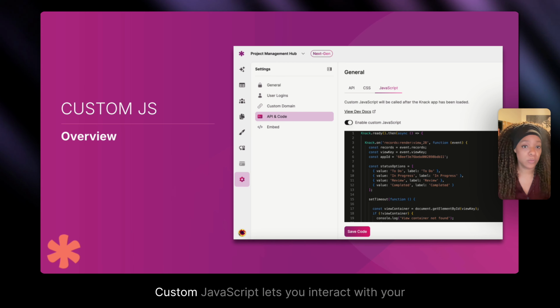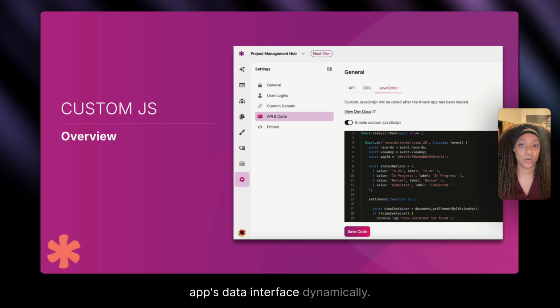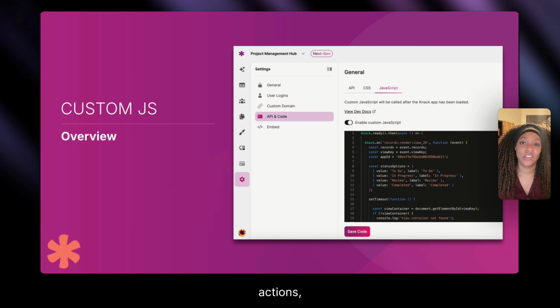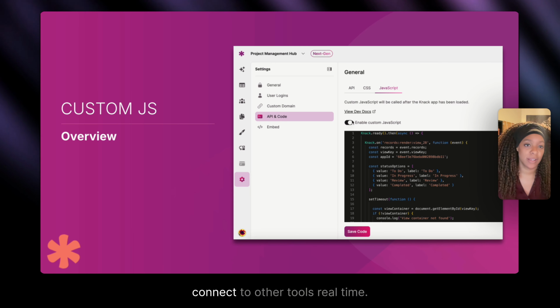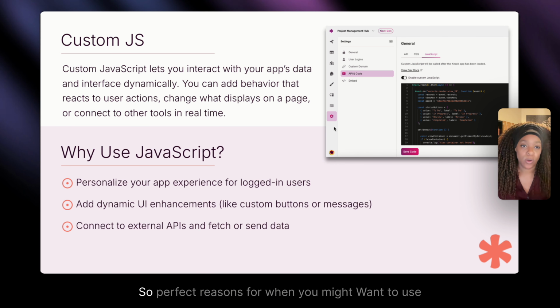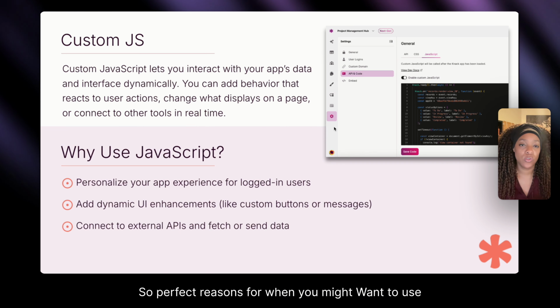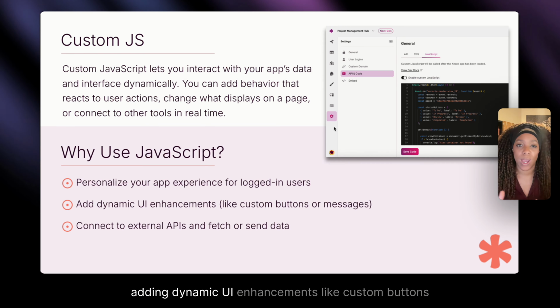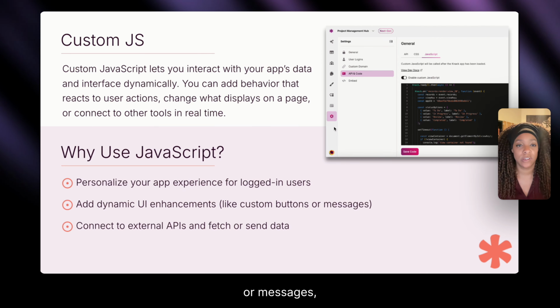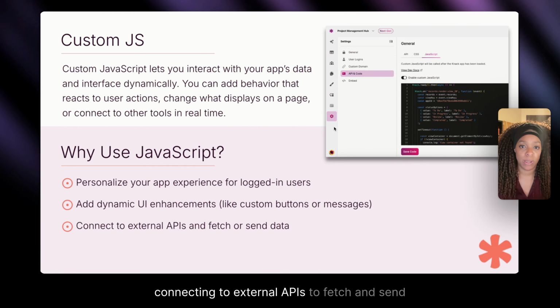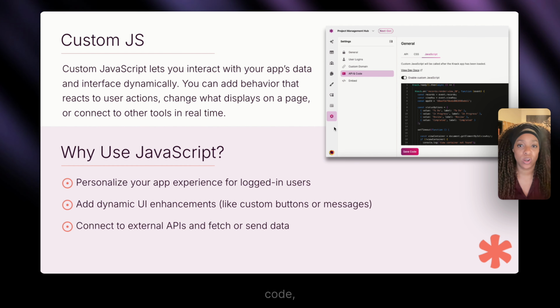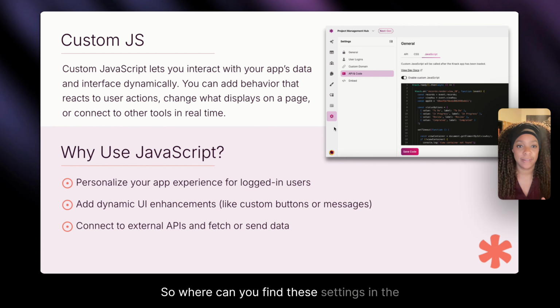So what is it? Custom JavaScript lets you interact with your app's data and interface dynamically. You can add behavior that reacts to user actions, change what displays on a page, connect to other tools in real time. So perfect reasons for when you might want to use JavaScript are to personalize your app experience for logged in users, adding dynamic UI enhancements like custom buttons or messages, and connecting to external APIs to fetch and send data. So think of it as a bridge between no code and pro code, giving you creative control without ever really leaving Knack.